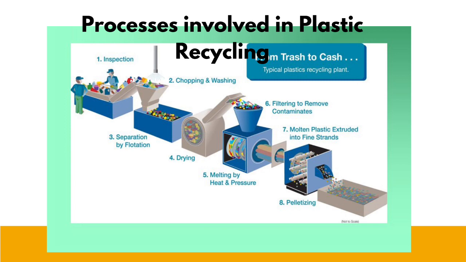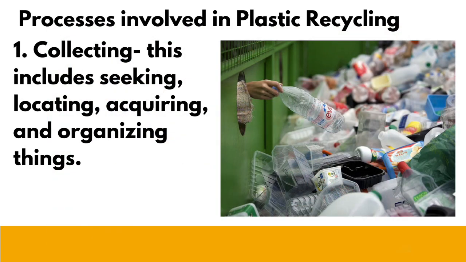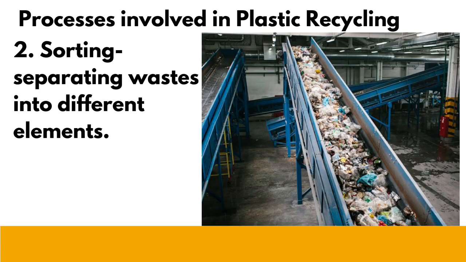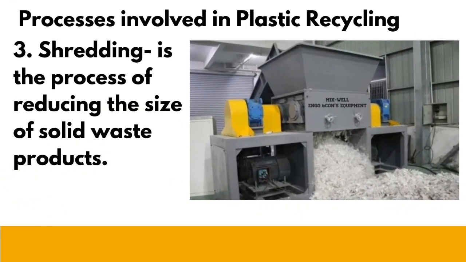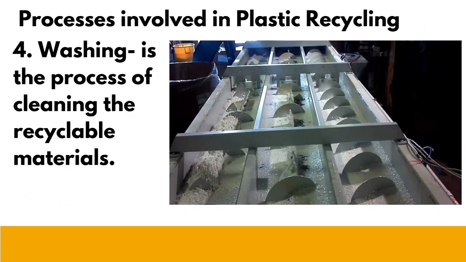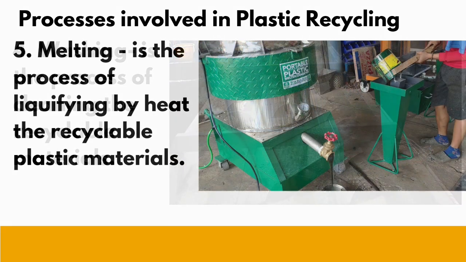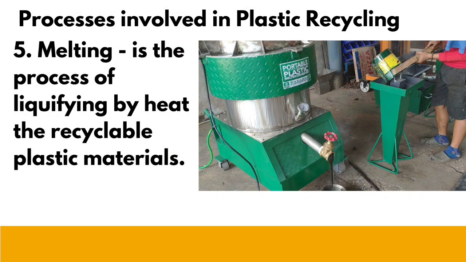We have 6 processes that involve plastic recycling. First is collecting. Second, sorting. It is the process of separating waste into its constituent parts. Number 3 is shredding, the process of reducing the size of solid waste products. Number 4 is the process of cleaning recyclable materials, which is known as washing. Number 5 is melting. It is the process of liquefying recyclable plastic materials with heat.